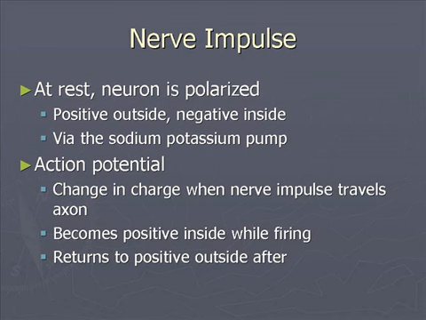Now when an impulse goes through the neuron, it changes the charge. It switches it around so it becomes positive on the inside and negative on the outside. Kind of allows for the charge to get fired across the neuron. And then it has to return back to this state of rest where it's positive on the outside and negative on the inside. And again, it does this through the sodium-potassium pump.